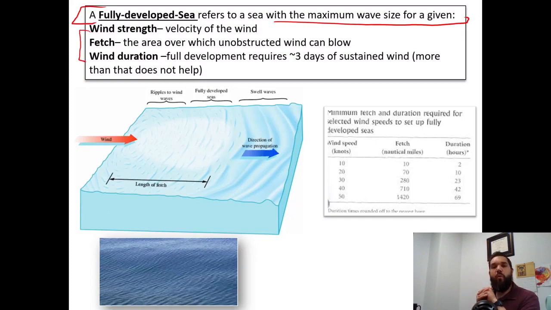Okay, so once you get white caps, you have a fully developed sea because the waves have gotten as big as they can possibly get.